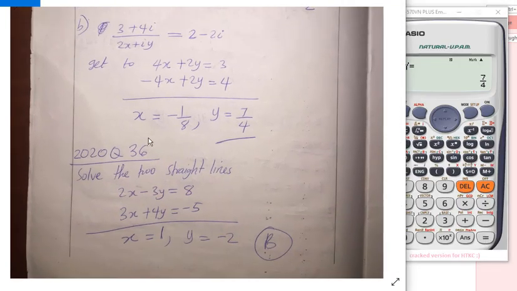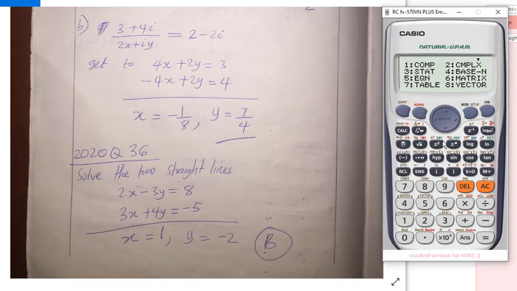Now look at this question. Question 2020, question number 36. You are told to find the point of intersection, or the coordinate point, between the two lines, right? What you just need to do there is a simultaneous equation, as you can see. So the first line, write it as a simultaneous equation. Bring the 8 to the other side. You have 2x minus 3y equal 8. Then 3x plus 4y equal 5. Then use the calculator to solve it.